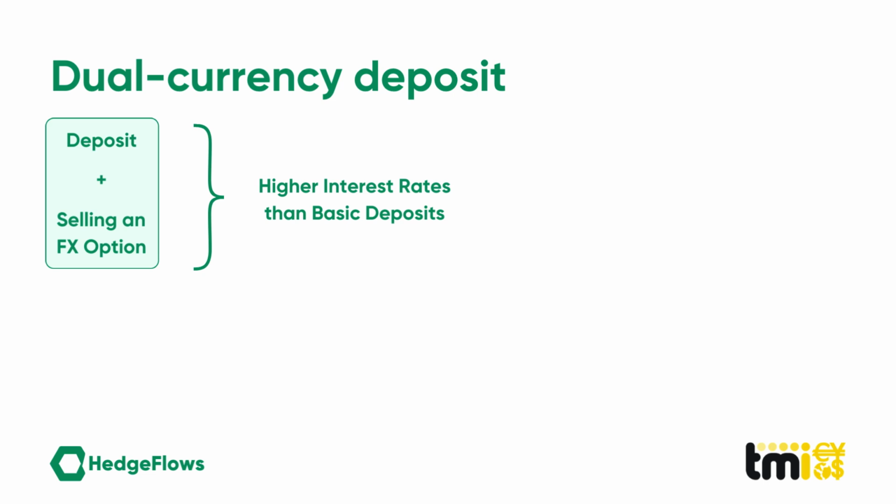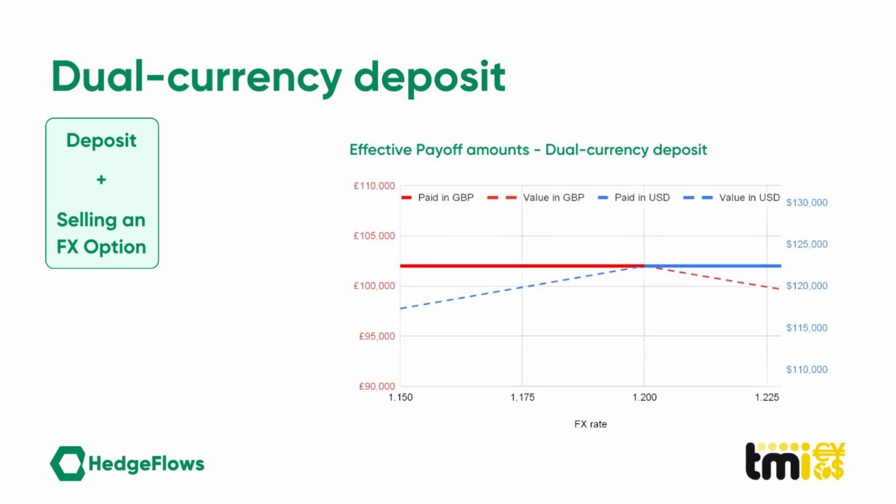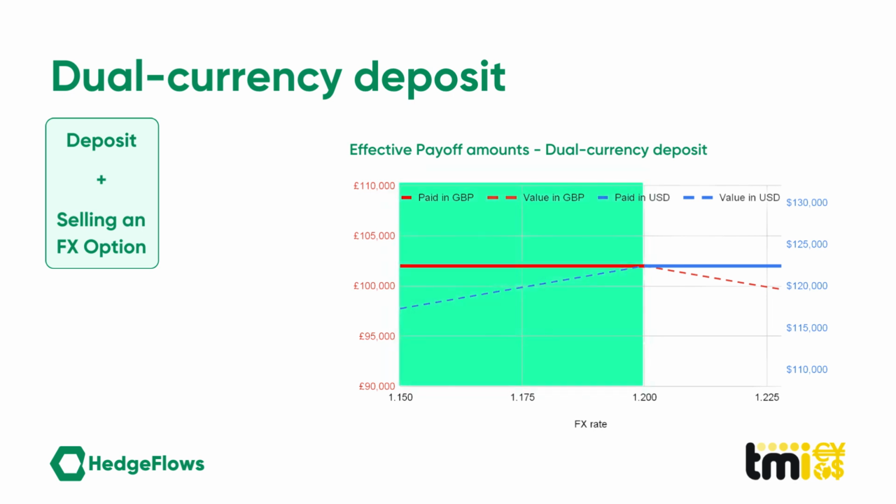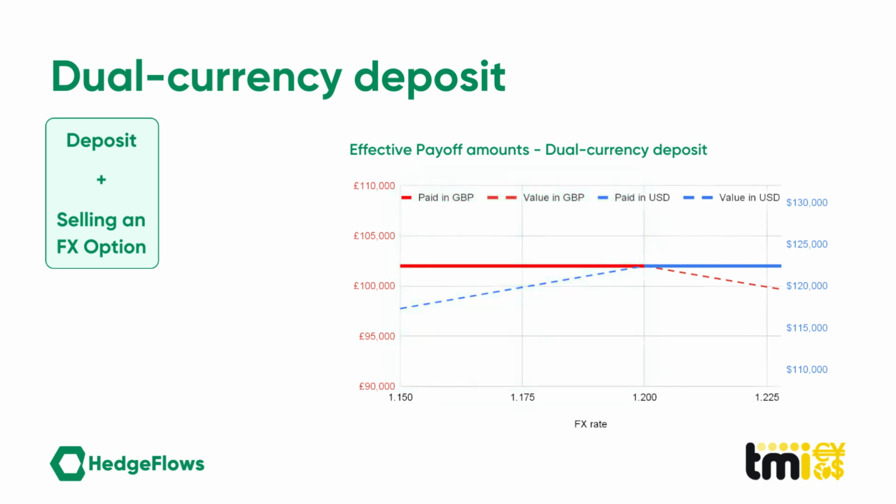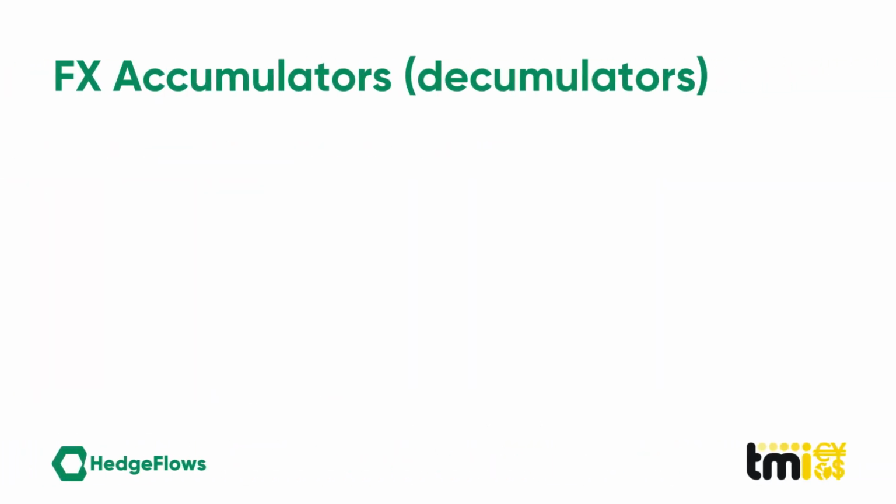To start, an investor deposits funds in one currency, the base currency. The deposit has an agreed-upon maturity date and an interest rate, which is usually higher than standard deposits. Linked to the deposit is a currency option, where the investor agrees that the deposit amount may be repaid in a different currency, the alternate currency, at a preset exchange rate. On the maturity date, if the exchange rate is favorable, based on predefined conditions, the investor receives their initial deposit plus interest in the base currency. If not, they receive the principal and interest in the alternate currency at the preset rate.